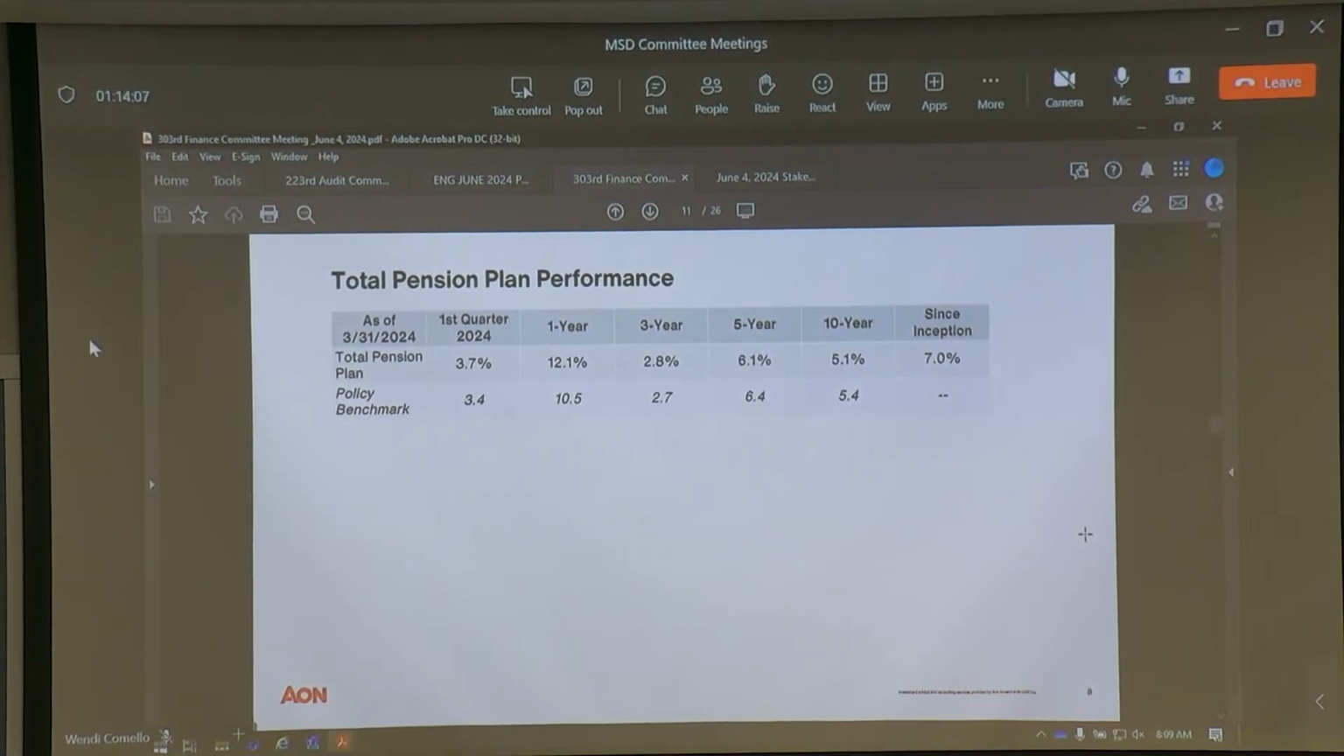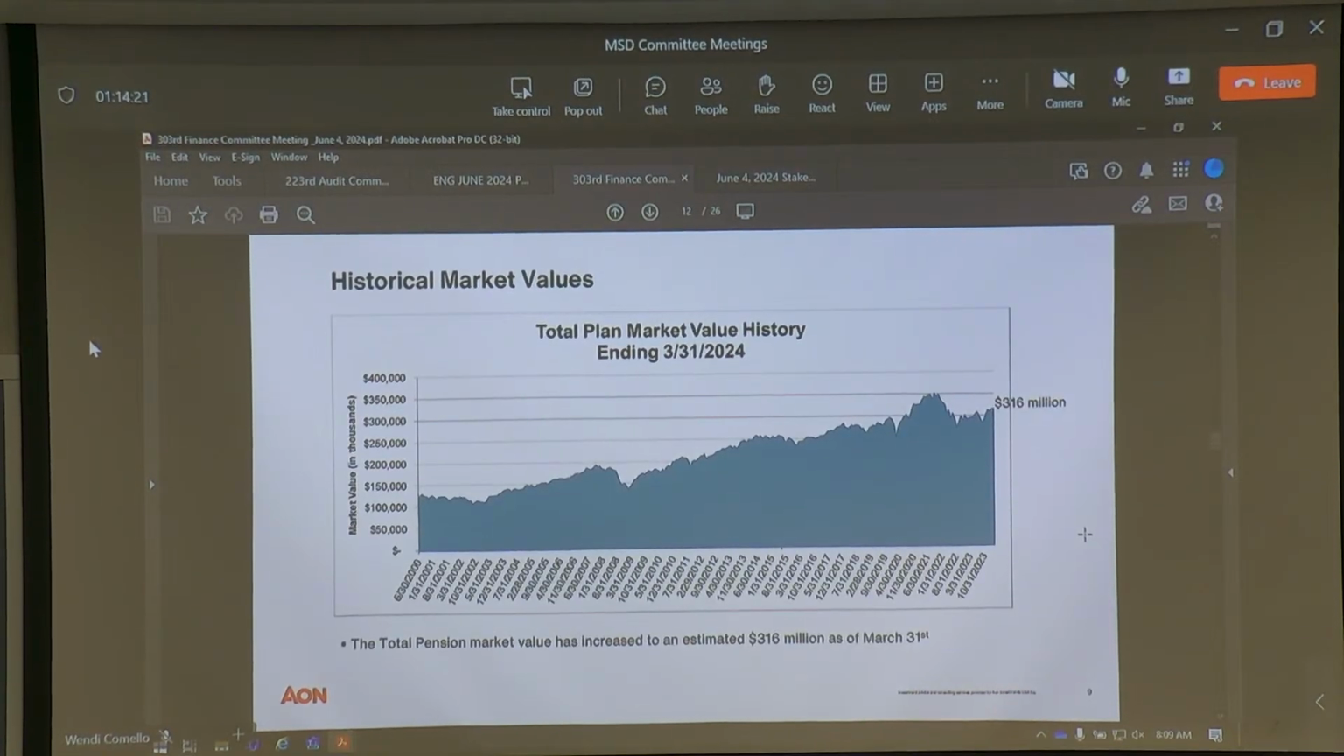And you shouldn't be surprised to see favorable numbers, just given the previous page that I covered showing market returns. You're obviously able to participate in some strong markets. Page 9 is just looking at the market value going back to the beginning of 2000. And we're looking at pretty significant growth in the pension from roughly $125 million to $316 million as we sit here as of 3/31.